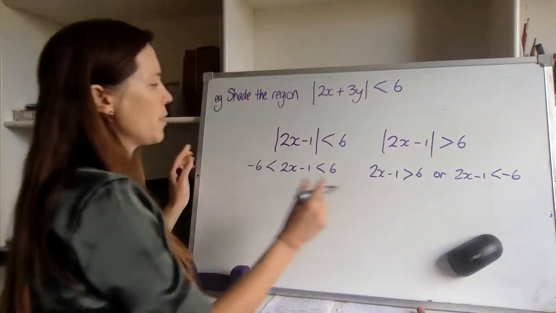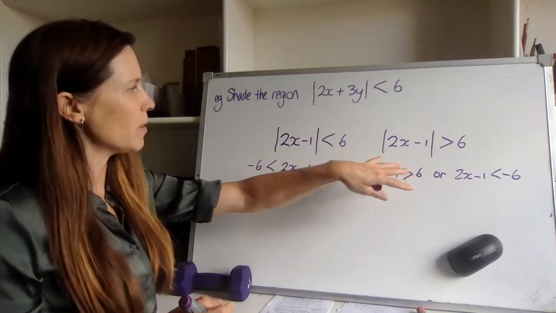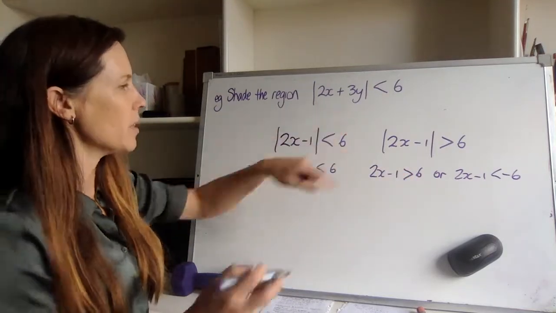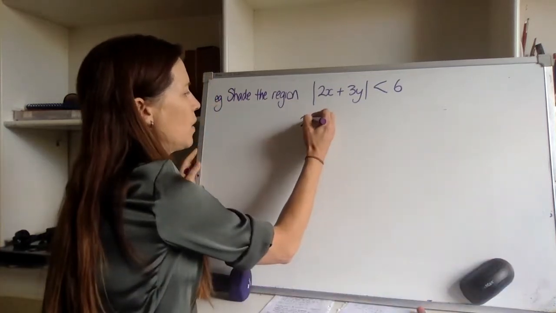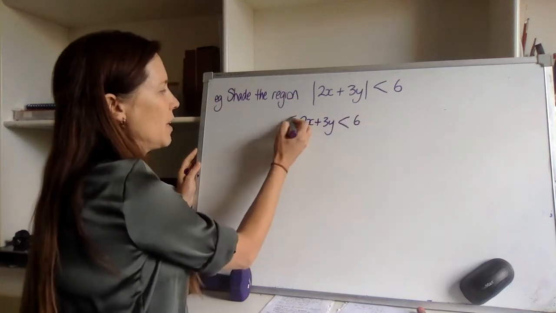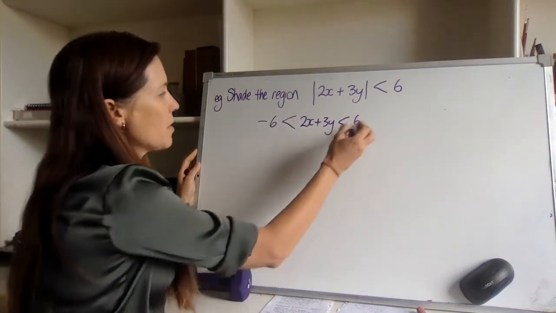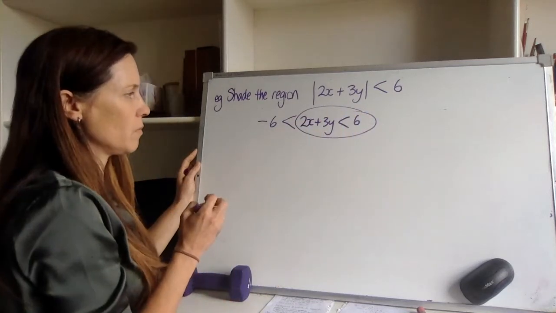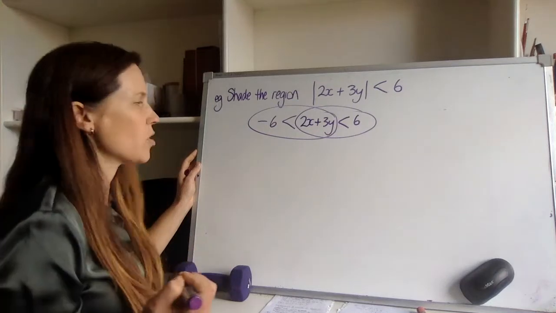Now, have we got this situation of an in-betweener, or a two-tailer, as I would call it? It looks like an in-betweener, doesn't it? So what we're saying here is basically that 2x plus 3y has to be smaller than 6, but it has to be larger than negative 6. So this is one region, and this is another region, and we need to graph the intersection of the two.